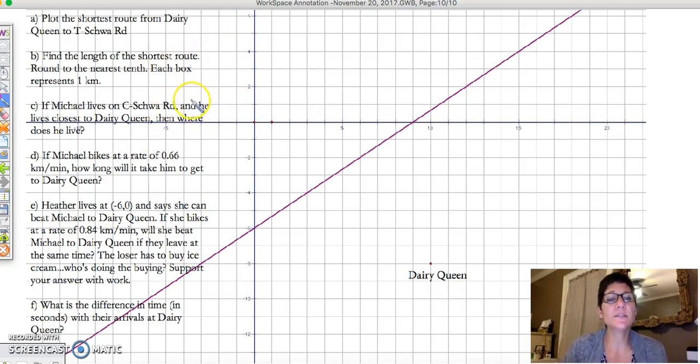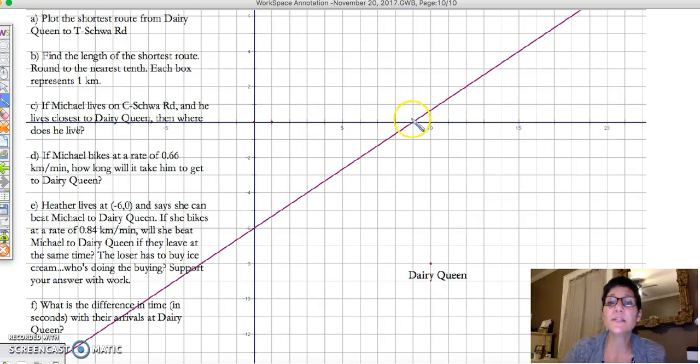Okay, so you should know this is the Dairy Queen question. This was a homework problem, and you're asked to plot the shortest route from Dairy Queen to Tishwa Road, because this is Tishwa Road right over here. So the shortest distance should be on the perpendicular. On the what, guys? Yep, the perpendicular. So the first thing you want to do is find the slope of line Tishwa.